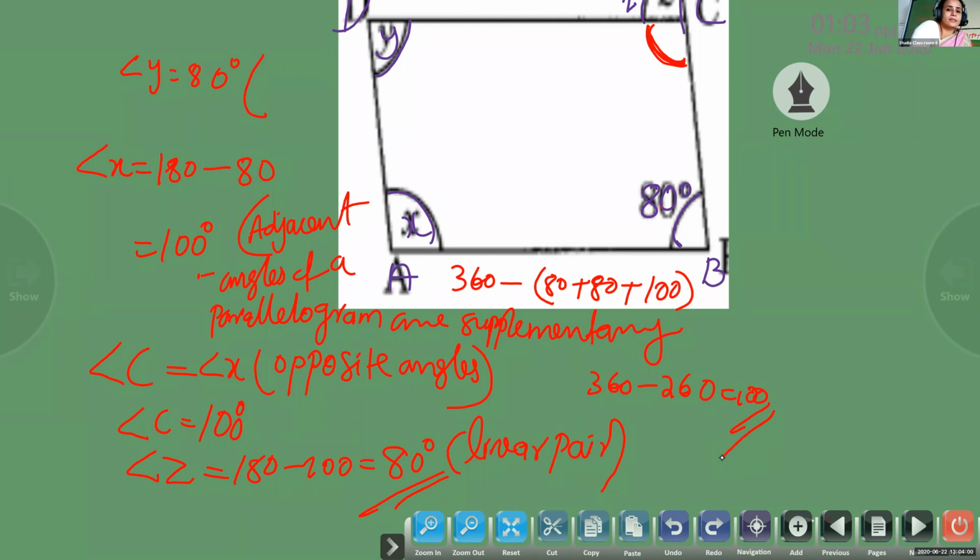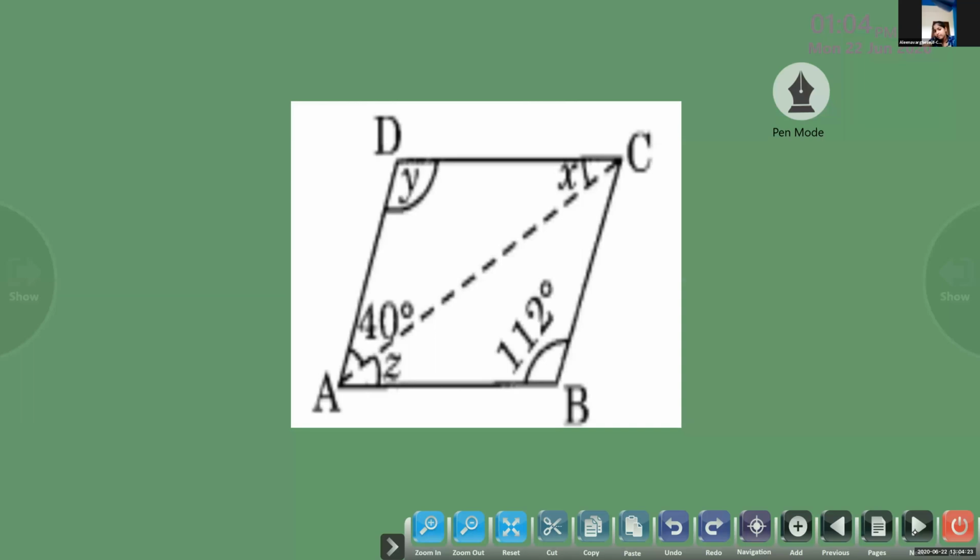You have to write the reason in brackets. Write the correct reason always. While doing the problems during your exam time, write the correct reason in brackets. If you write the reason once, in the same problem there is no need to repeat it. Understood? Okay, good. So next question.